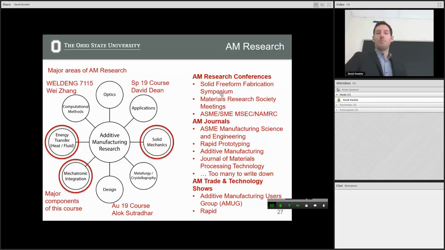Journals, some of the common ones, and then also there are AM trade shows too as well. So I don't know if anyone has ever heard of Rapid. This is the big additive manufacturing trade show every year. I've been to AMUG before, which is kind of fun. It's just all the tool manufacturers come in and they have these really, really elaborate booths, and they show off all their tools, and they print things in front of you, and they give away free food and drink and all that stuff. It's fun. So there are, I guess, venues to learn more about this.